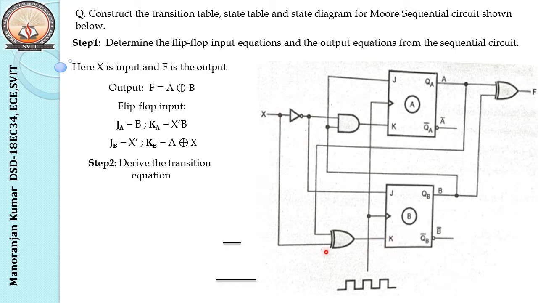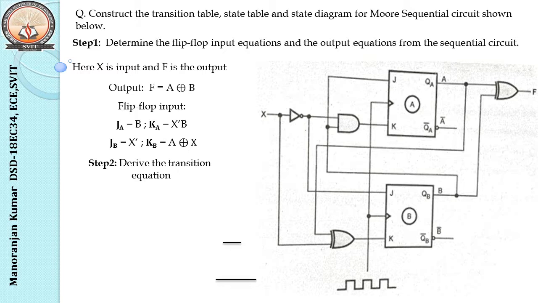X has come as the second input, and one more input has come from QA. So what I'll get here is A XOR X. A is nothing but your QA, and X is your input. This is a way to find the input of flip-flops and the output of the sequential circuit.